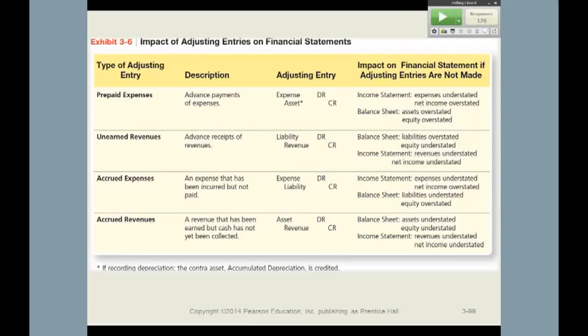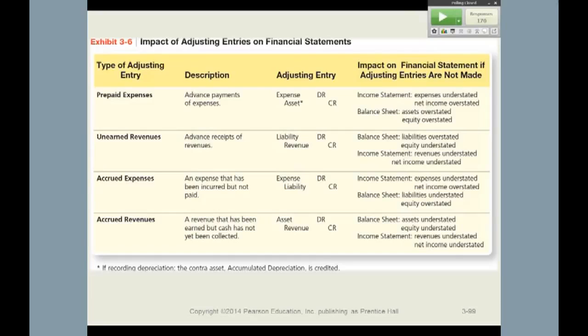The first category, prepaids and unearned, are deferred, or deferrals. And of course, the accrued revenues and expenses are accruals. And how do prepaids and unearned come about? Advanced cash transactions. When you have a prepaid expense or a deferred expense, you pay cash first. When you have a deferred or an unearned revenue, you receive cash in advance.